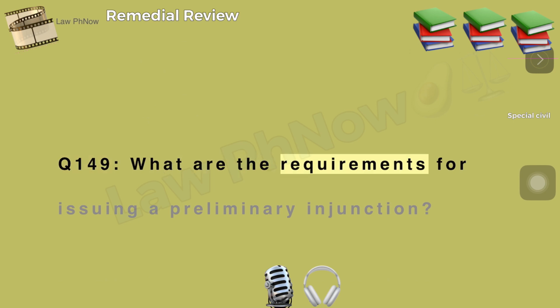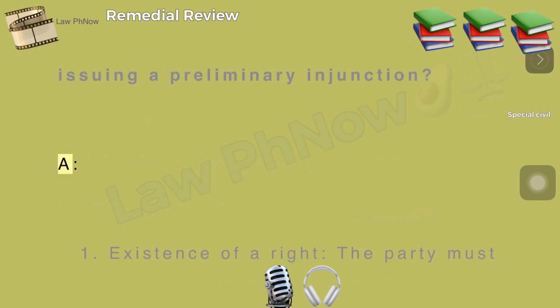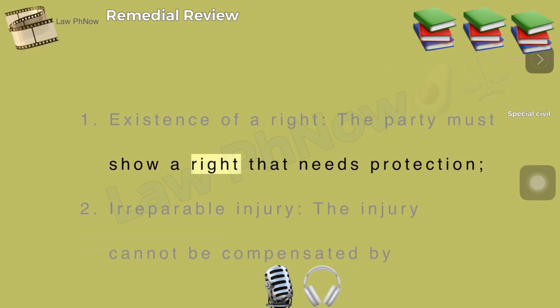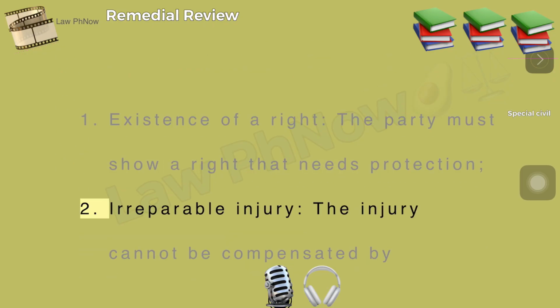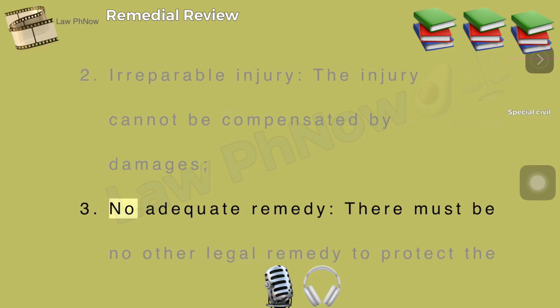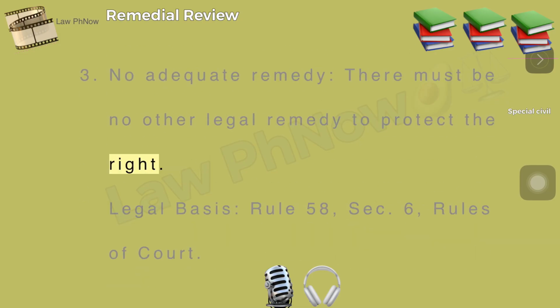Q149. What are the requirements for issuing a preliminary injunction? A. 1. Existence of a right. The party must show a right that needs protection. 2. Irreparable injury. The injury cannot be compensated by damages. 3. No adequate remedy. There must be no other legal remedy to protect the right. Legal basis, Rule 58, Section 6, Rules of Court.